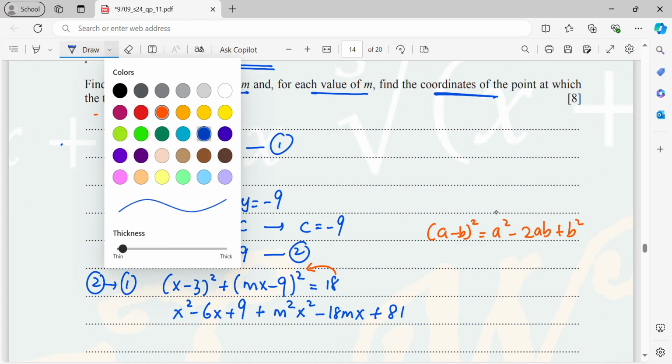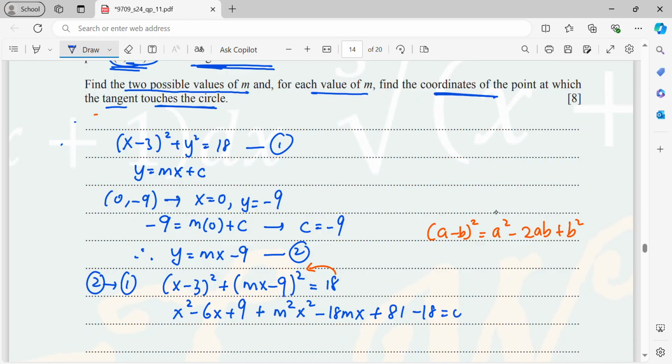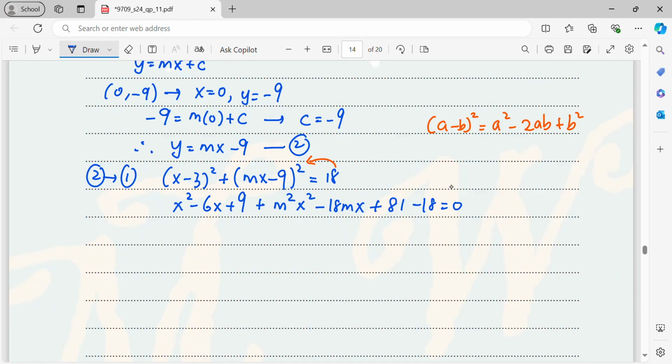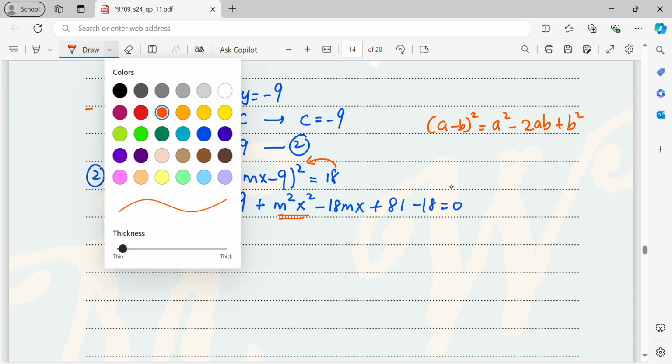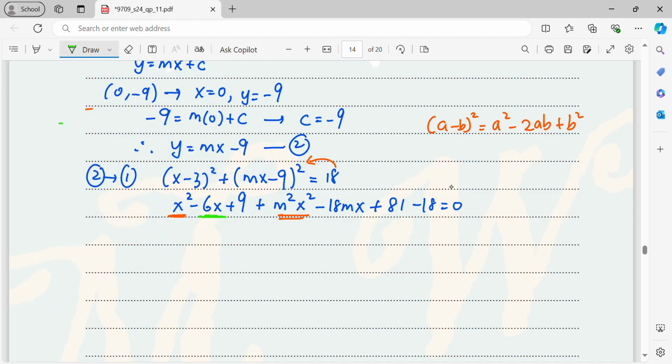It becomes minus 18 equals to 0. So obviously this is a quadratic equation in terms of x. So now the x squared terms will be combined together, then the terms with x will be grouped together, and the rest will be treated as constant. So I will just write x squared plus m squared x squared, and then plus minus 6x minus 18mx, and plus the rest of the constants. So 9 plus 81 minus 18 equals to 0.